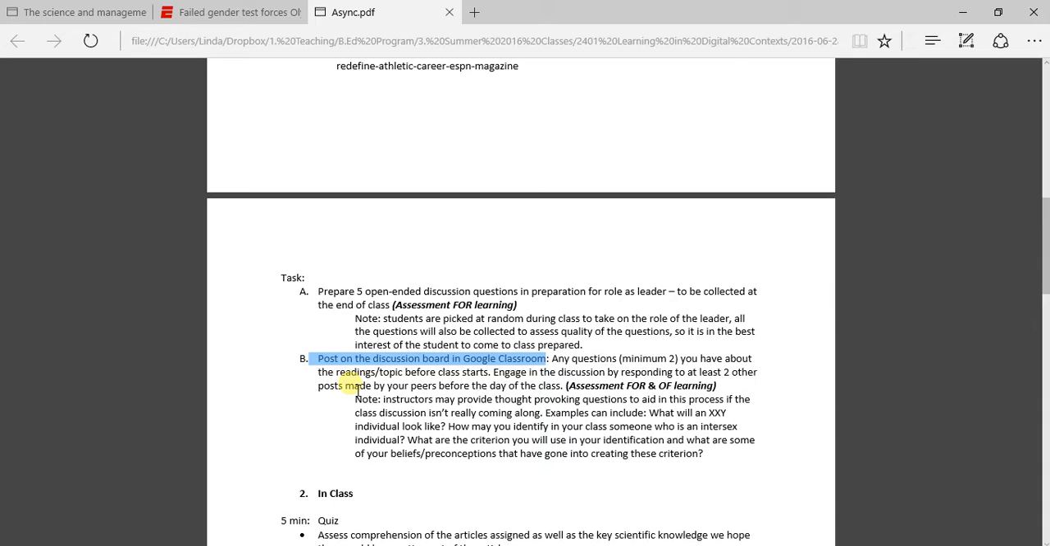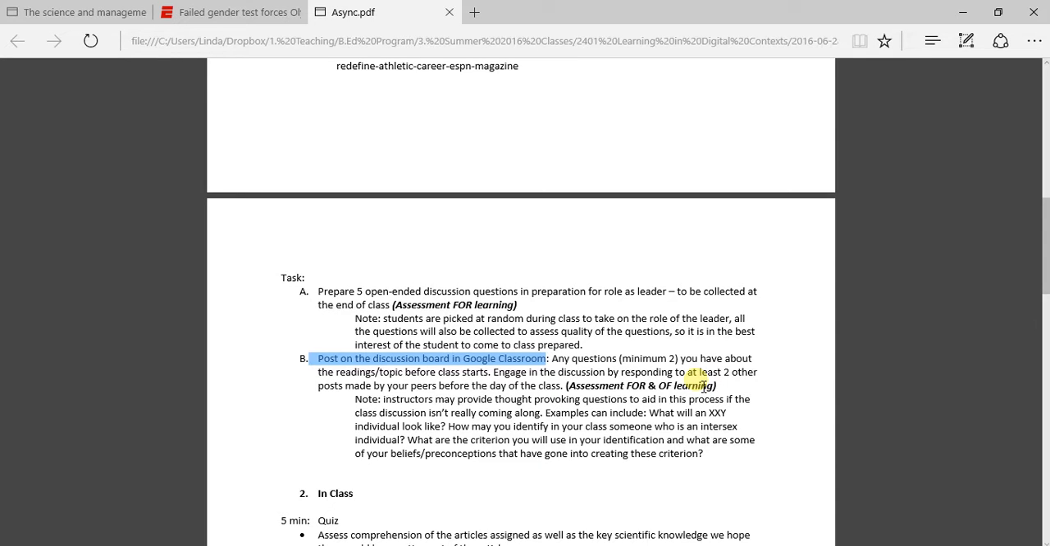How do you decide if someone is female? How do you decide if someone is male? We ask that students post at minimum 2 questions they have and engage in a discussion by responding to at least 2 other posts made by their peers before the day of the class.